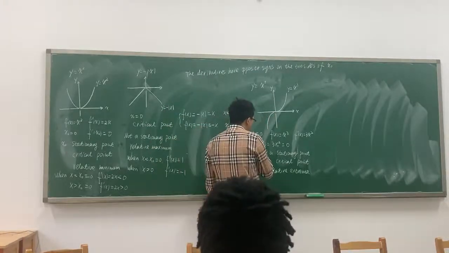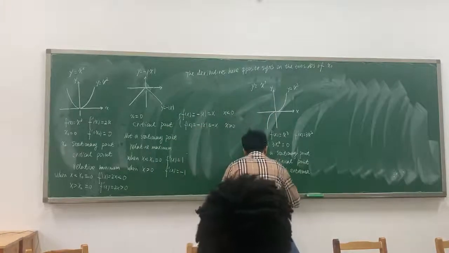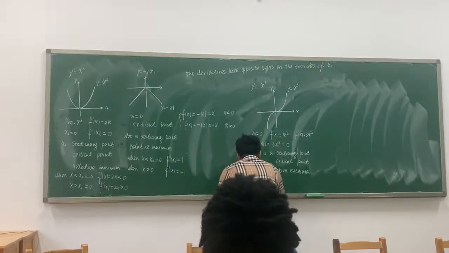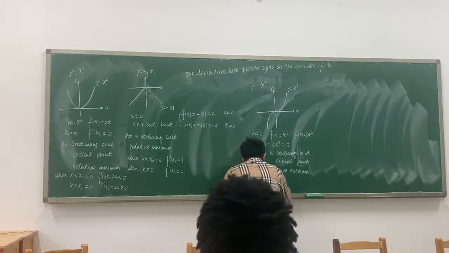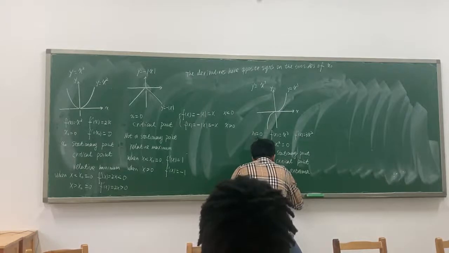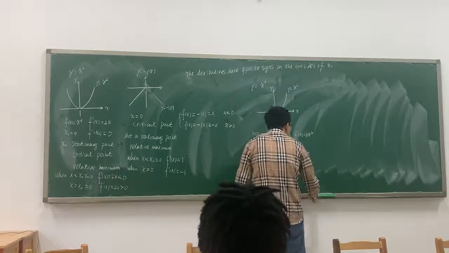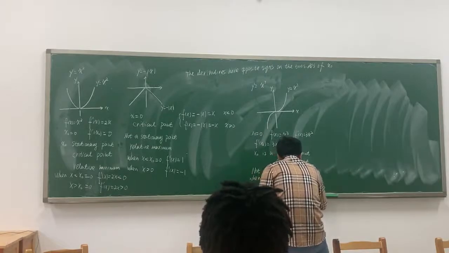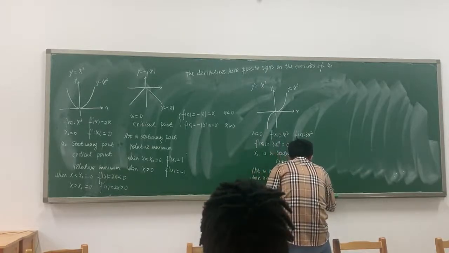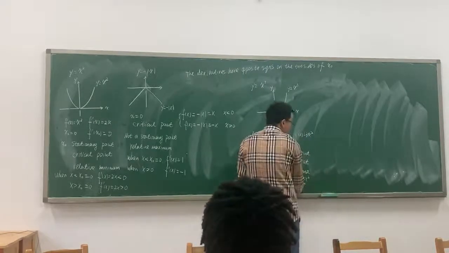Now we also see, for this function, the sign of the derivative. When x is less than x0, we can see f prime x equals 3x squared, is it positive or negative?